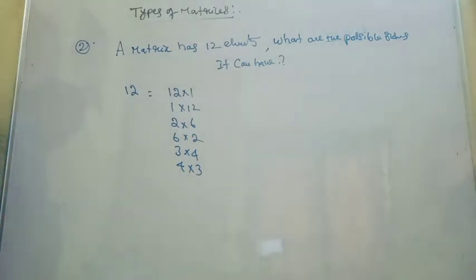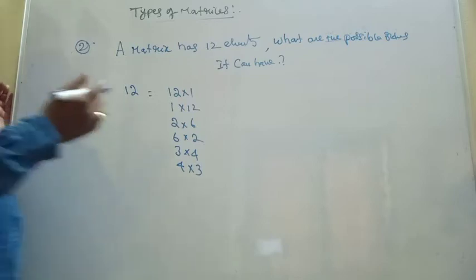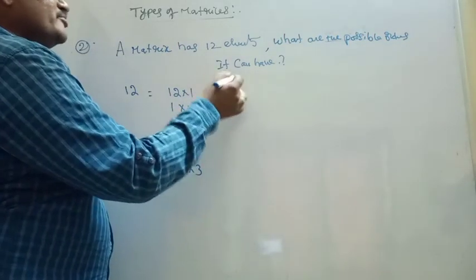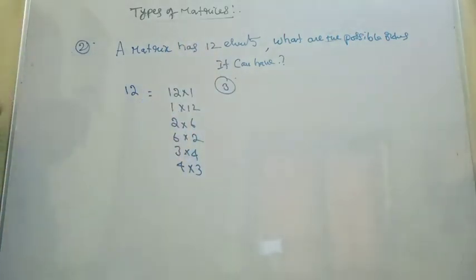These are the different possible orders we can have: 1 by 12, 12 by 1, 2 by 6, 6 by 2, 3 by 4 and 4 by 3. These are the different types of possible orders. This problem can be done very beautifully like this. Next we have one more thing.